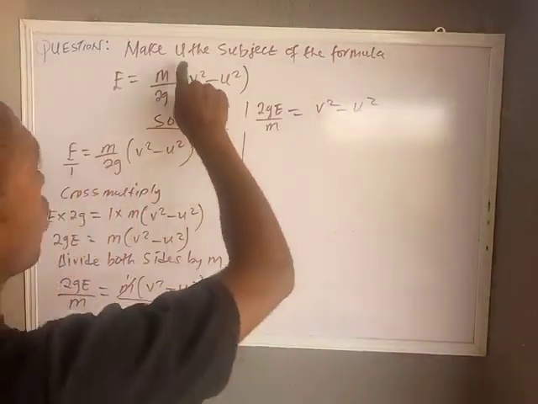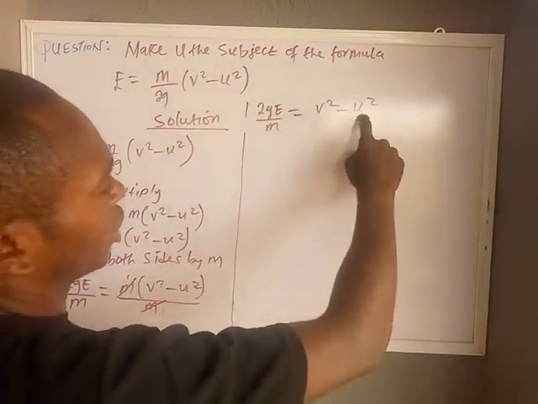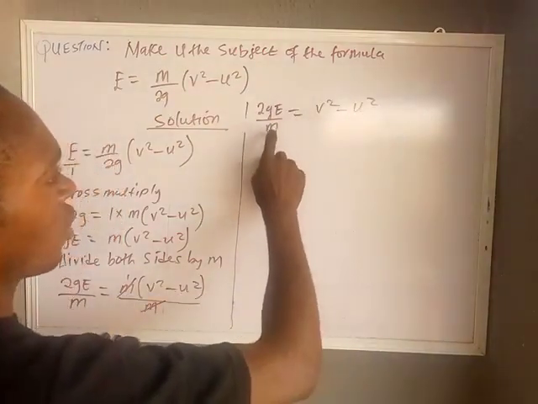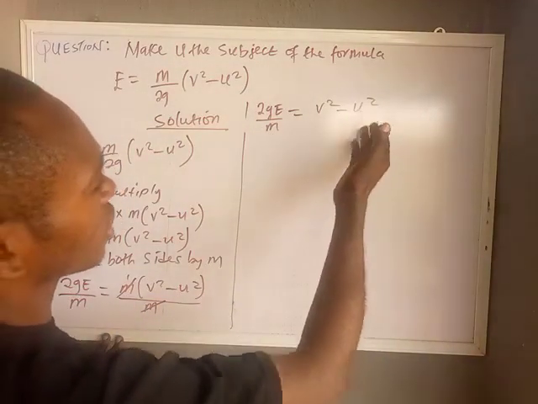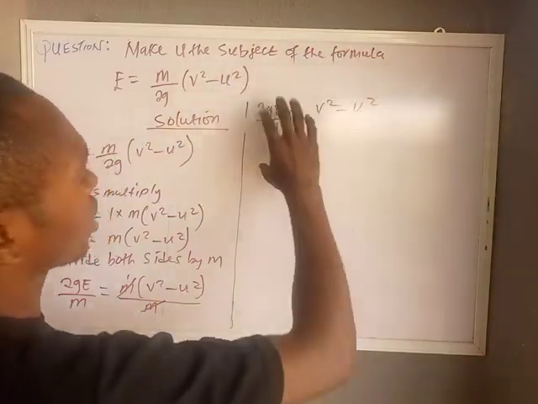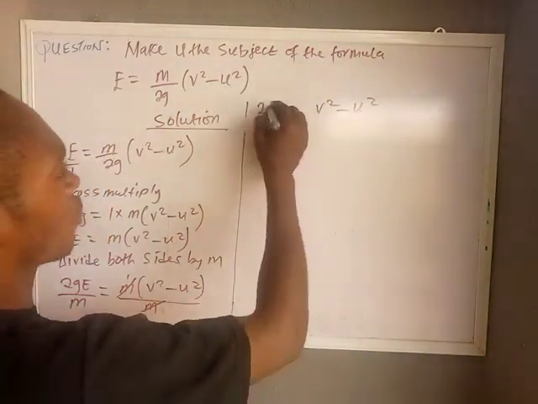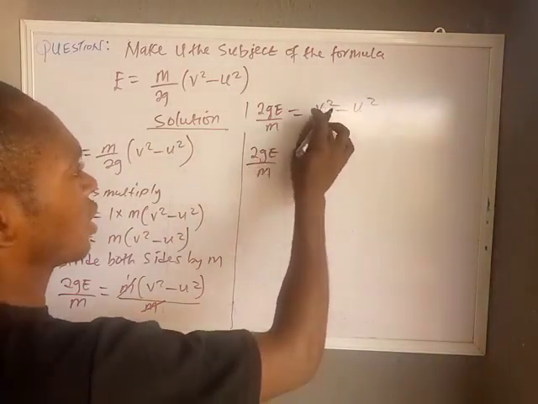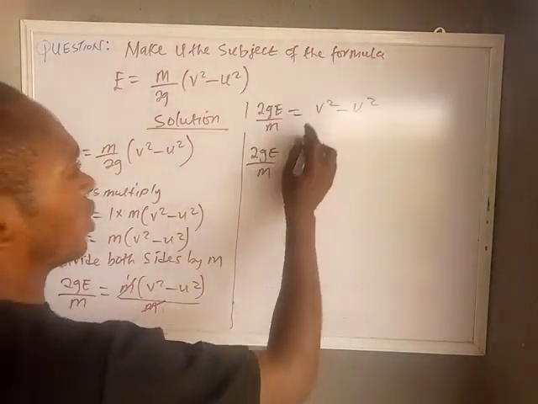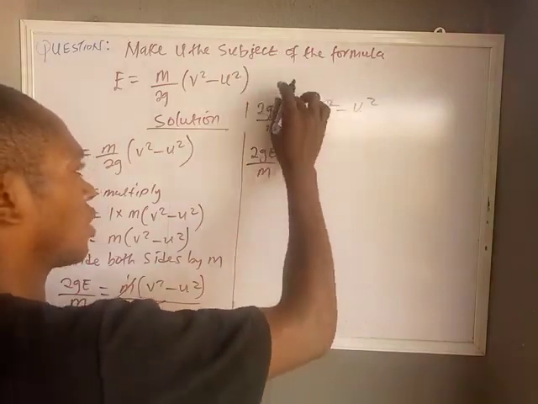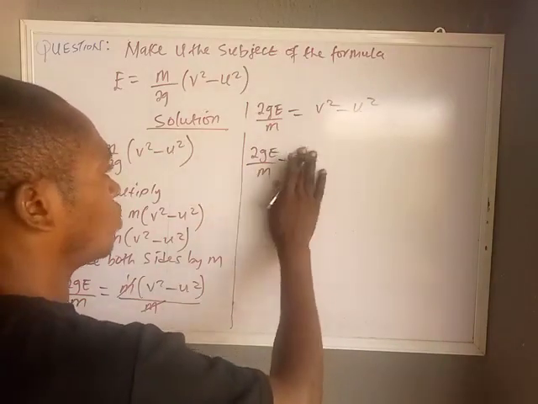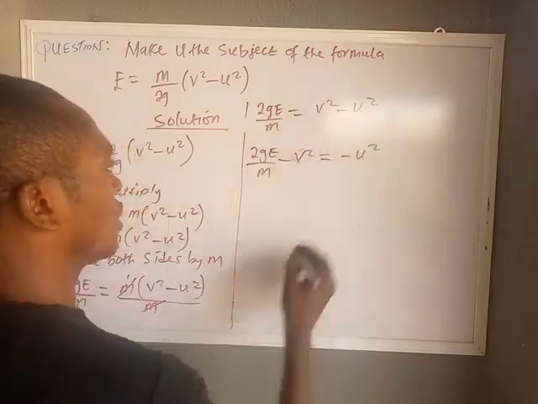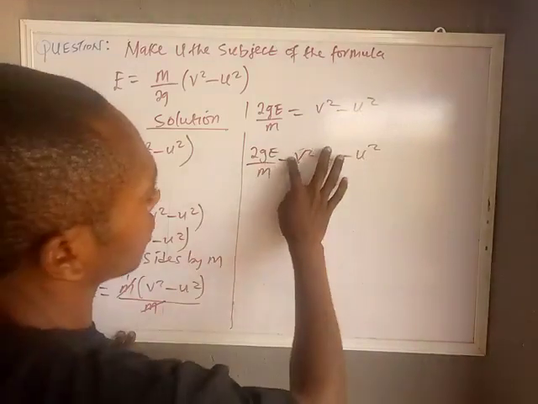Now we're making u the subject of the formula, so our aim is to ensure that this u stands alone. You can do it in different ways. You see that we'll bring this and take this one to this side, but let's follow it gradually. So we'll bring 2ge over m. We take this v squared to this side. When v squared crosses, there's a plus here, it becomes minus v squared, equals minus u squared. This is what we're going to be having.